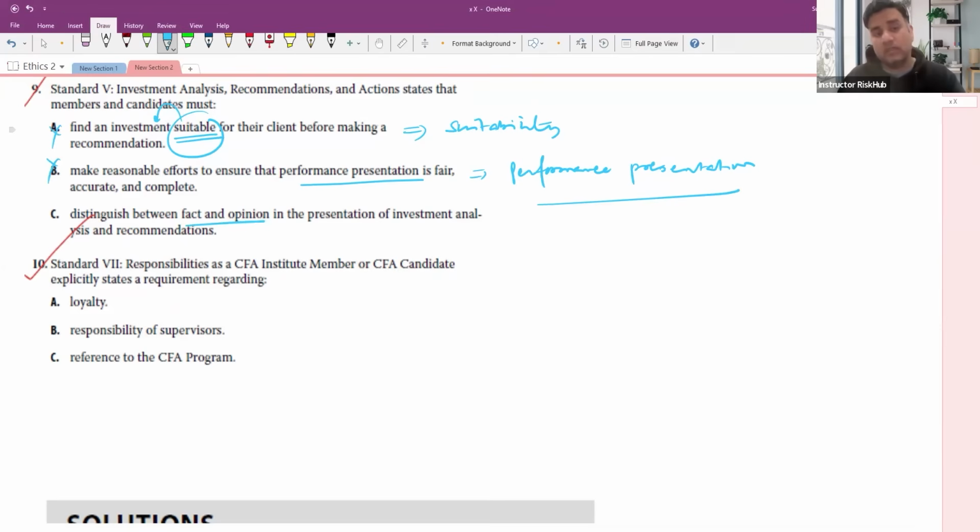Distinguish between fact and opinion. I told you in the notes when we were studying that this is very testable, done in the exam. How do you distinguish between fact and opinion? Opinions are not facts. You must clearly label your assumptions. This is covered under your communication, which is part of your investment analysis and recommendation.